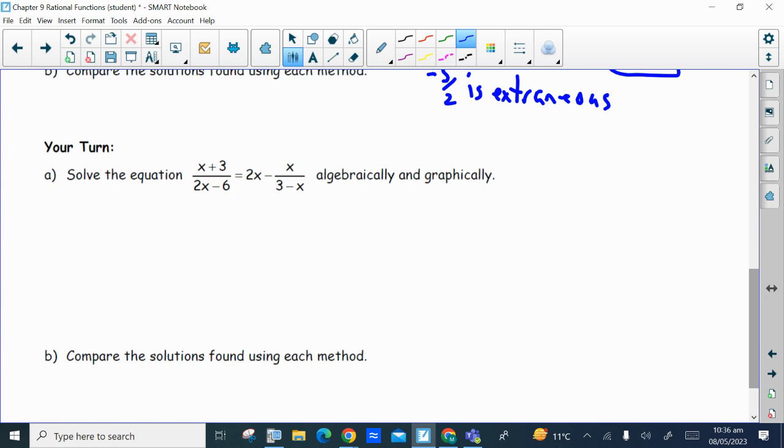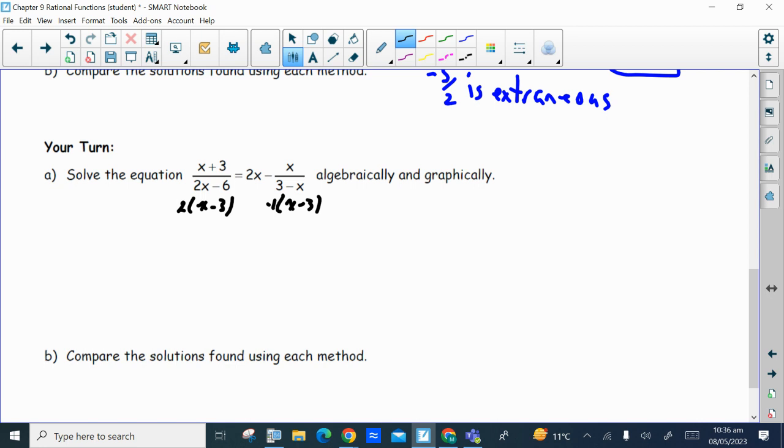So we want to do the same thing with this. If we take 2x minus 6, there's a common factor of 2 there, which gives us x minus 3. Now that's not the same as 3 minus x. In fact, they are opposites. If you take a negative 1 out of there, you will get x minus 3. So by doing that, it helps us get our common denominator in simplest form.